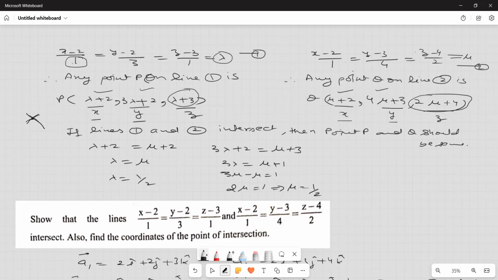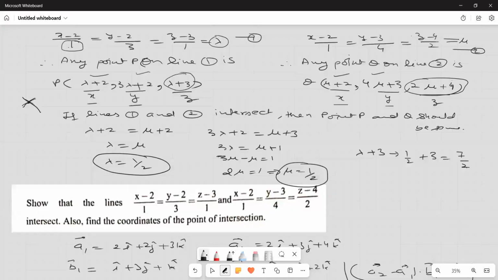Because they are equal, I have lambda value, I have mu value. Let us put in the third coordinate. What is the third coordinate? Lambda plus 3, z coordinate of P. What is that coming? 1 by 2 plus 3, so that is 7 by 2. Right? Now put in this. Have we done some mistake again? Here we have taken it wrong. This is 3 lambda plus 2 is equal to 4 mu. Sorry, 4 mu plus 3.